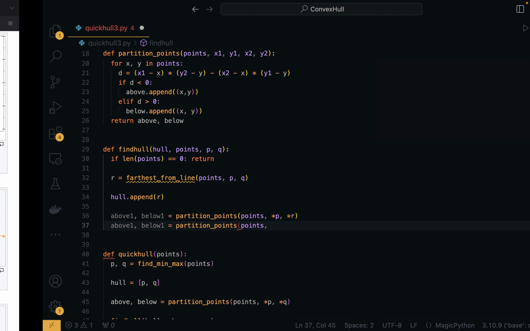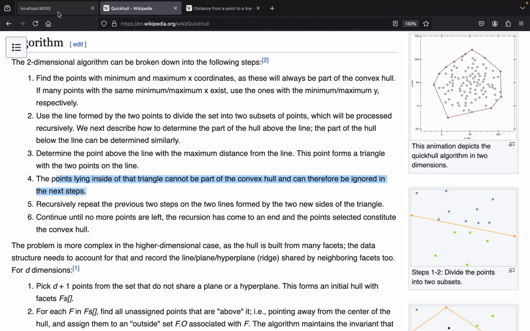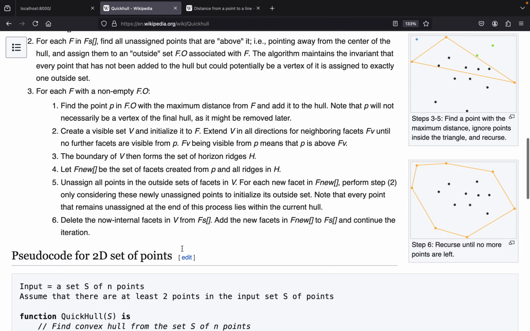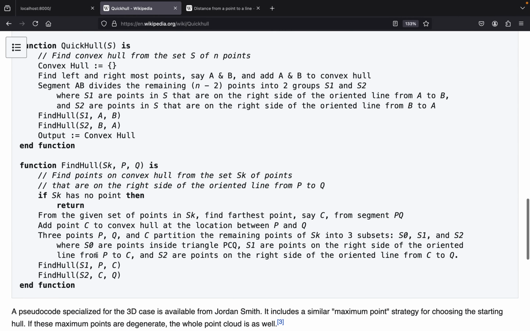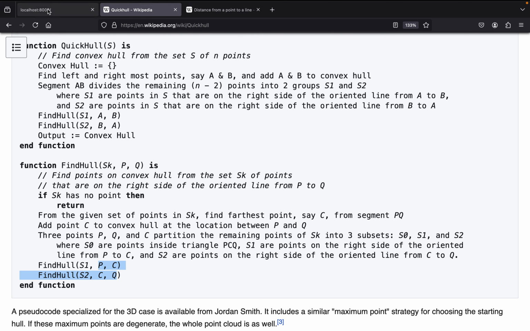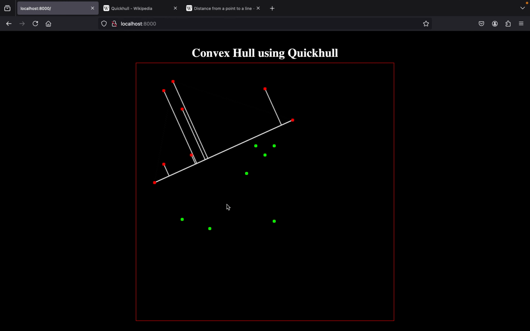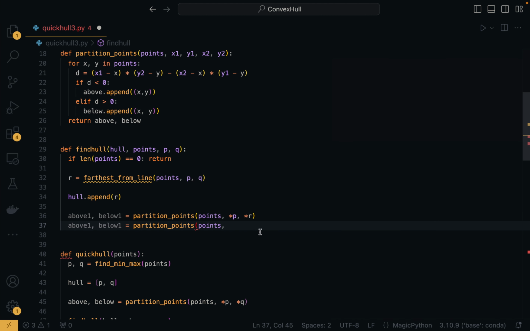So if we look at our animation here, according to the algorithm, once we find this farthest point C, notice how these are situated. Notice how this minimum is still the minimum, but this is basically like a midpoint. So when we call this, it would be something like star R, star Q. So I just want to point that out.